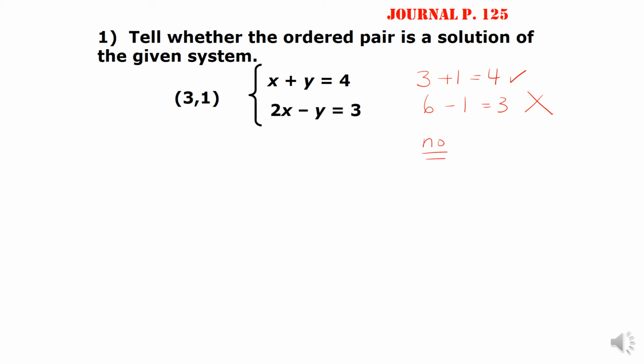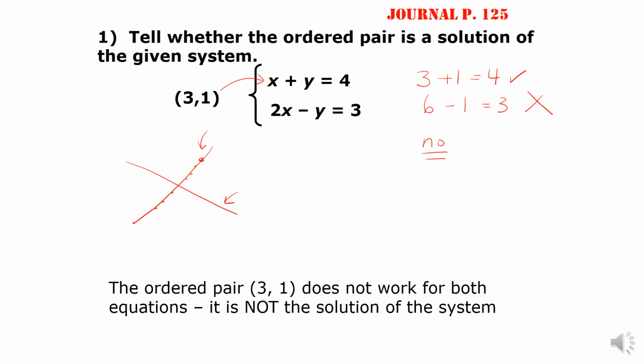Well, what does it mean when you have a line that works for one and not the other? It means that the lines are going to intersect, but the point was only a solution on one line. Remember, every point on a line is a solution. So what this is telling you is that this point is a solution for that line, but it is not a solution for the second line. Okay?